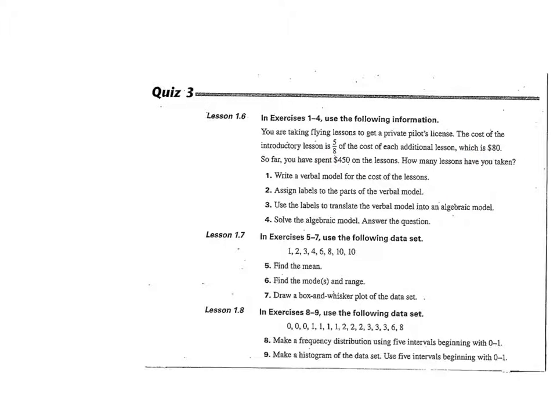Now, I'm going to just show you real quick here off to the side. To figure out how much you spend on that first lesson, you take 5/8 times 80, and that equals 50. So it's $50 for the first lesson. Okay?